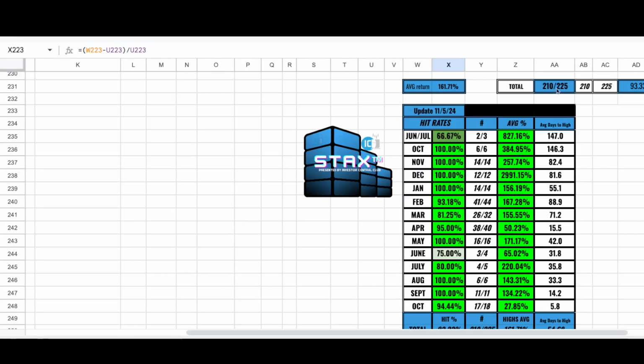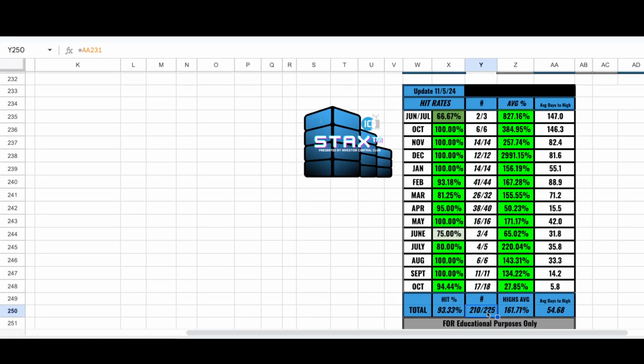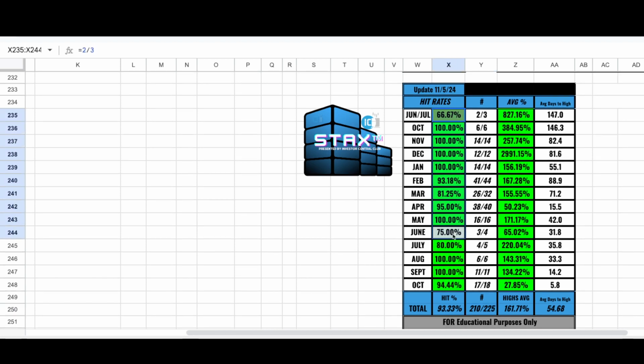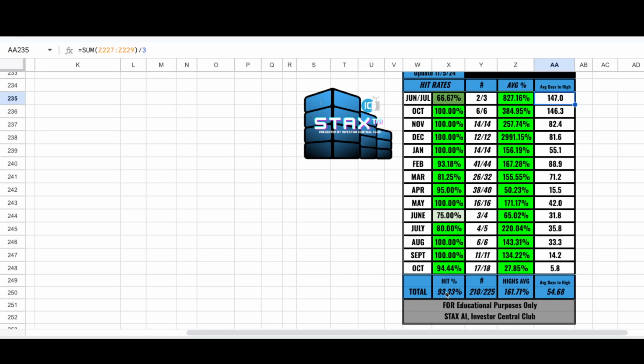So with that being said, we have a total here of 210 out of 225 of our prints that have become winners. All the percentage hit rates for each month, along with the average percent return of each month as well. I've also calculated the average days to the high. You'll obviously notice the most recent months have lower numbers than the ones further back. Hit rate 93%, highs on average on 161% with an average of 54 days to hit their highs.